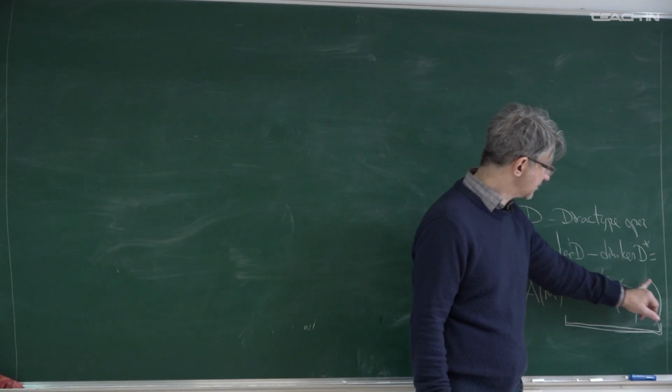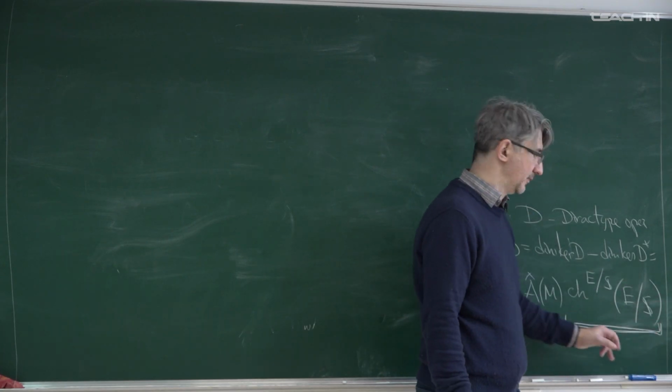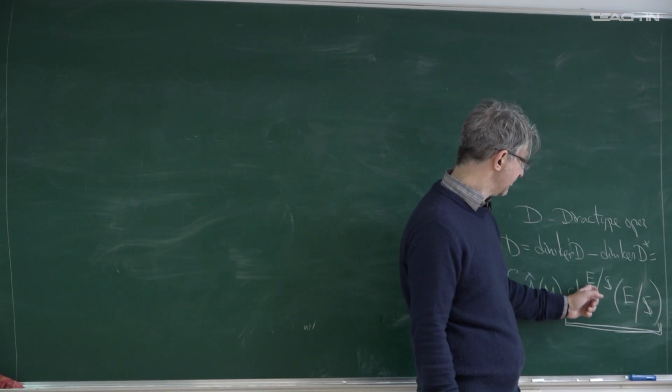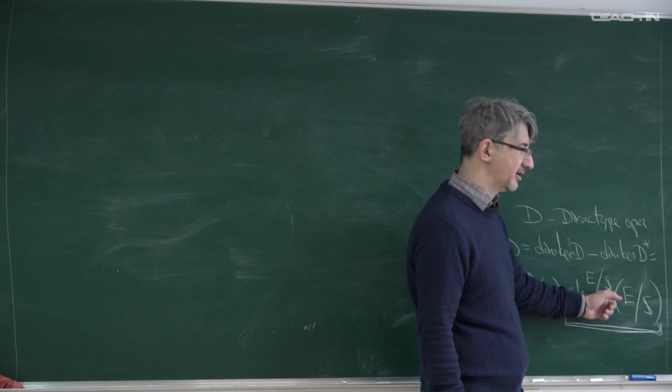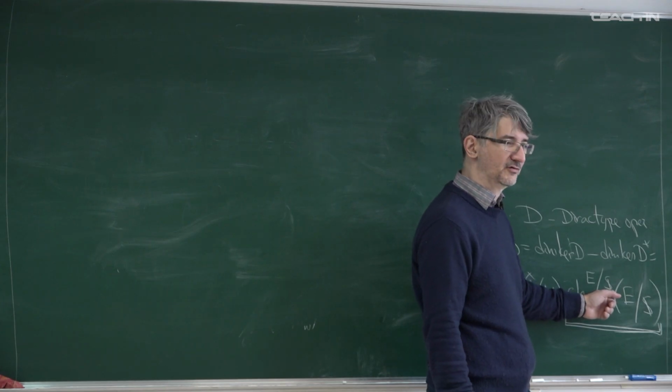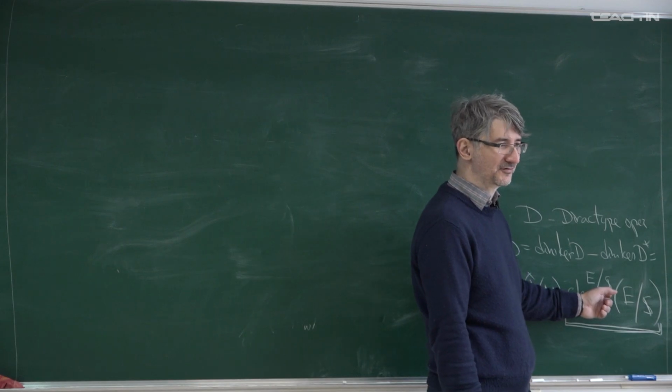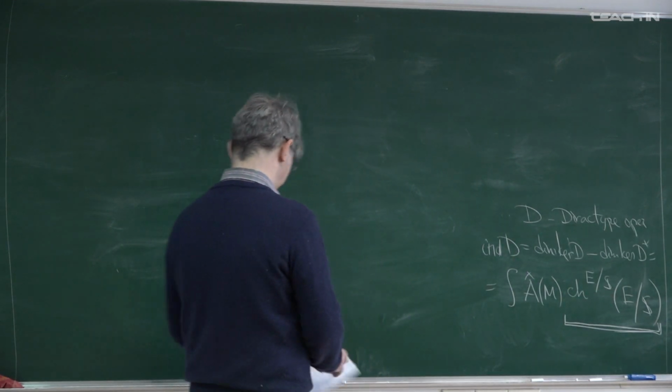We need to pay attention to this part because it's something strange: the Chern character of E over S, a very specific S. You have never seen that before. Let me start.